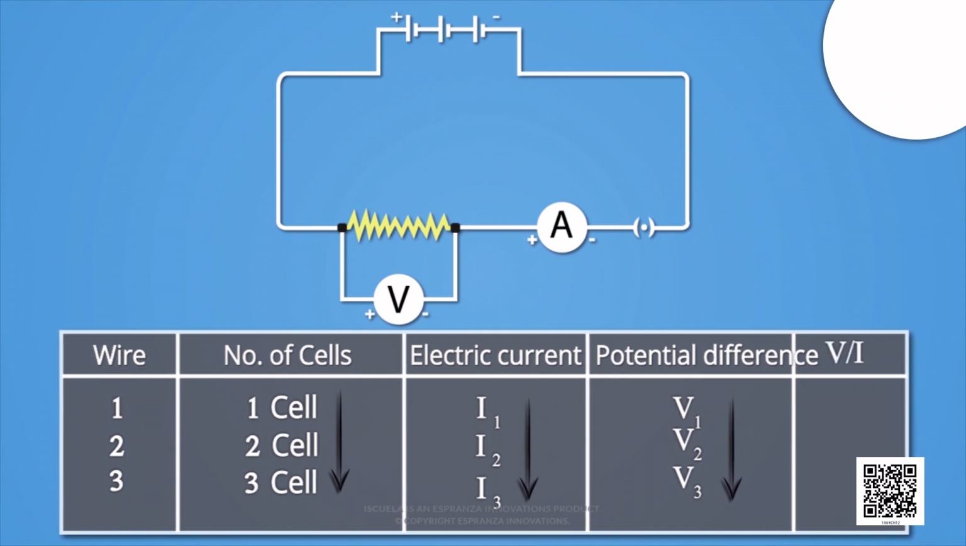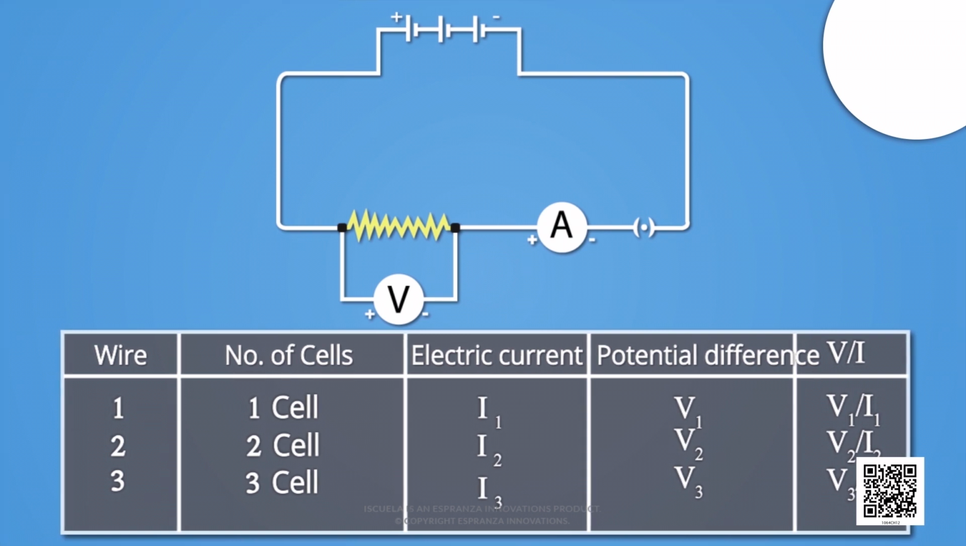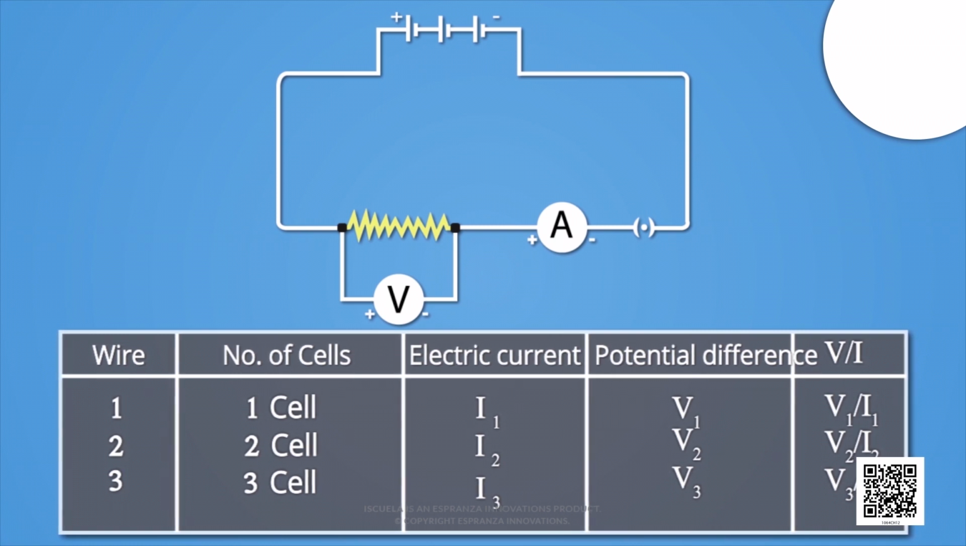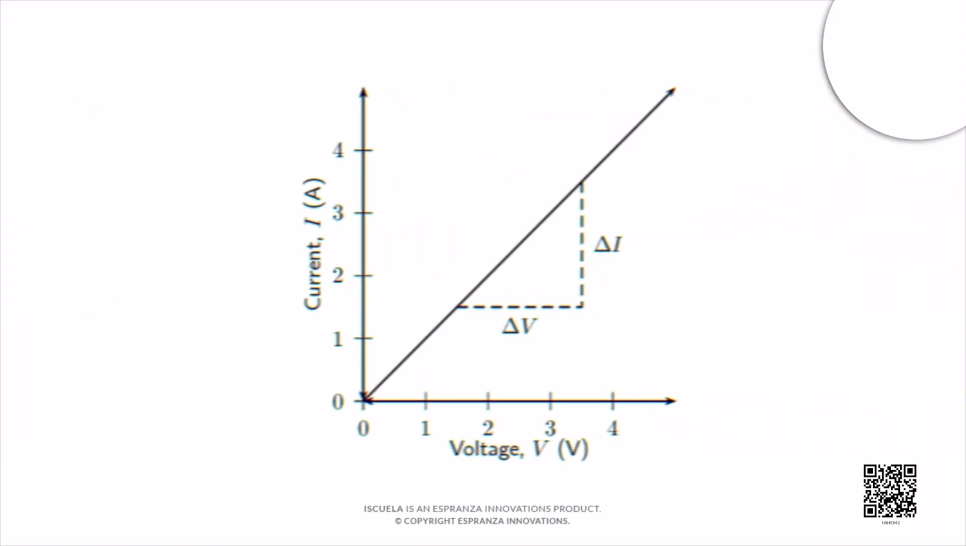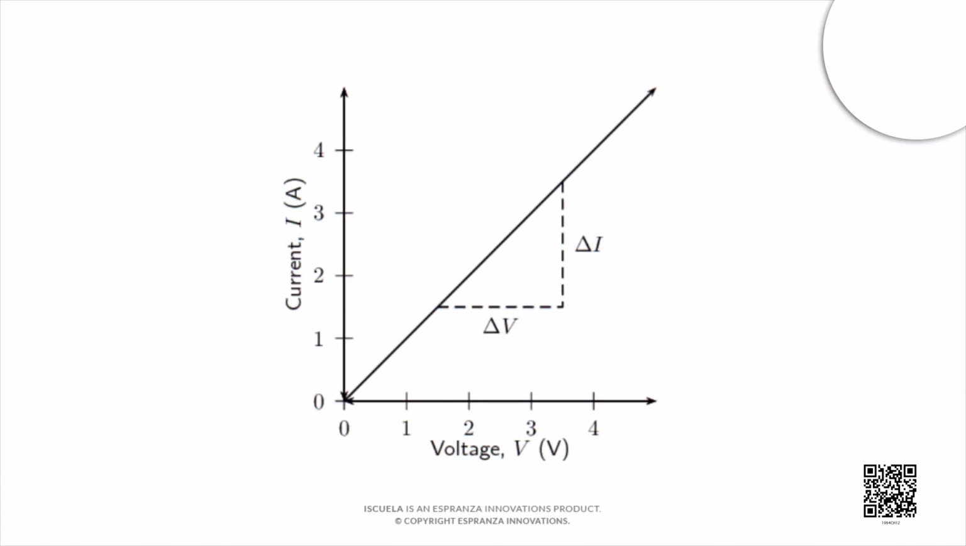Now, calculate the ratio of V to I for each pair of potential difference V and current I. And you will find that the value obtained for V upon I is approximately the same in each case. If we plot a graph between V and I, you will see that it will be a straight line that passes through the origin of the graph. This means V upon I is a constant ratio.